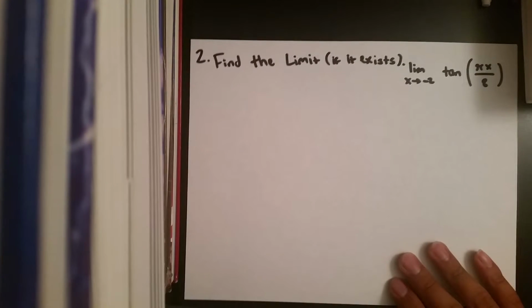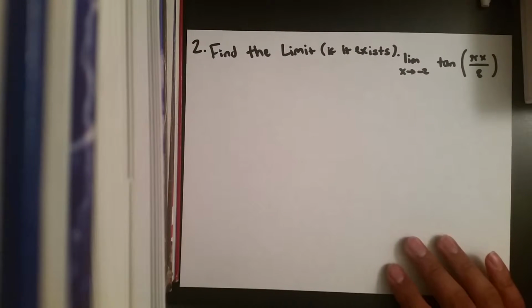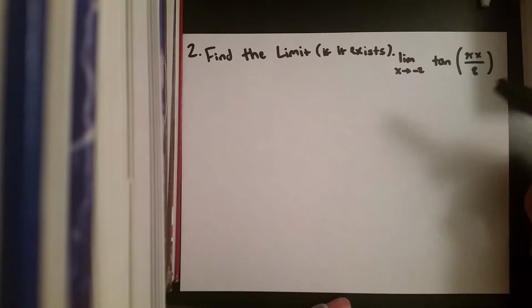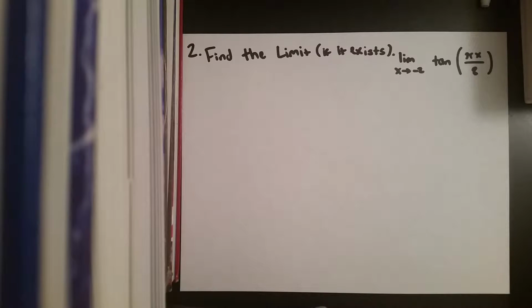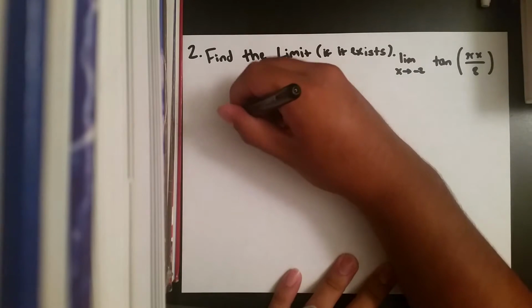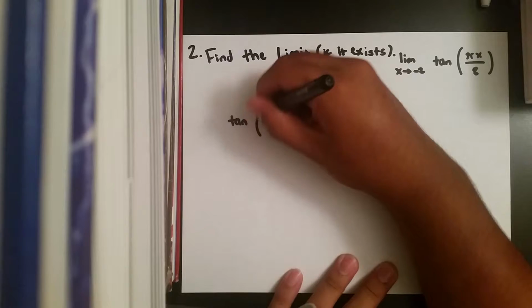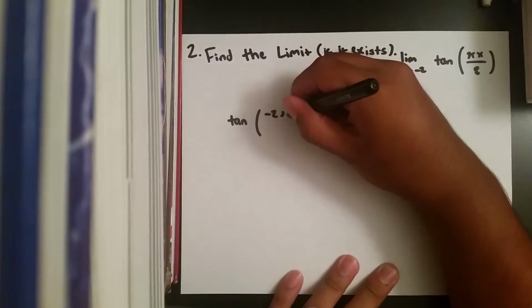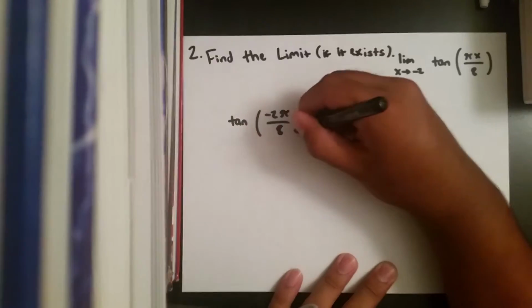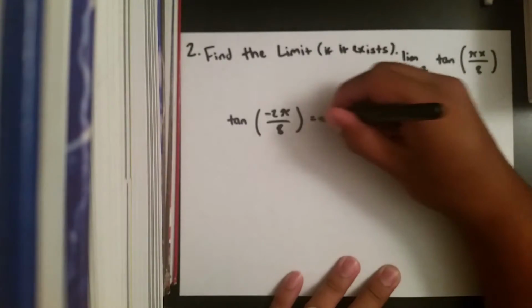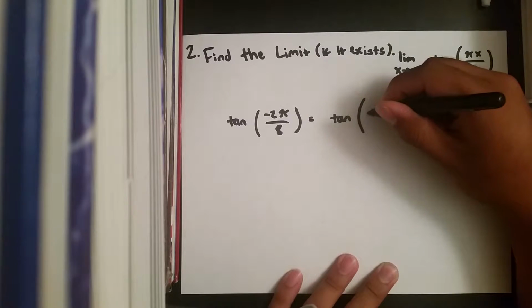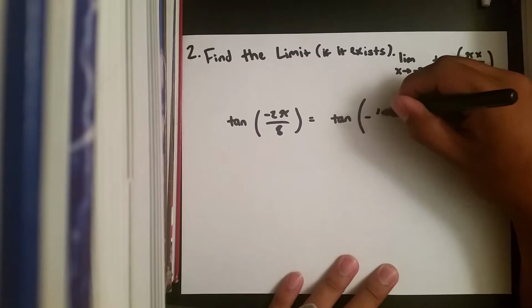Number 2, we got another one of find the limit, if it exists. So the thing with this one is we kind of want to do the same thing. So what we do is find tangent of negative 2 pi over 8. You could simplify this down even further to the tangent of negative pi over 4.